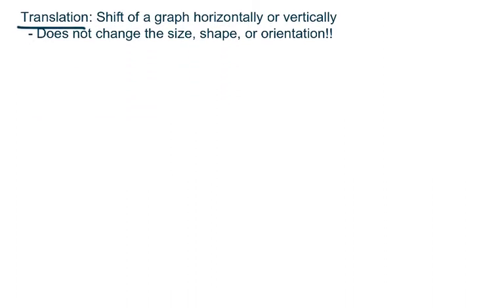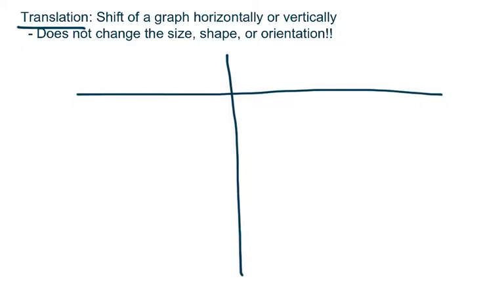I'm going to make a table here, and we're going to be talking about two different types of translations: horizontal translations and vertical translations. I'm going to be making this chart several times throughout this section, so get used to doing this because it's going to help keep things organized.